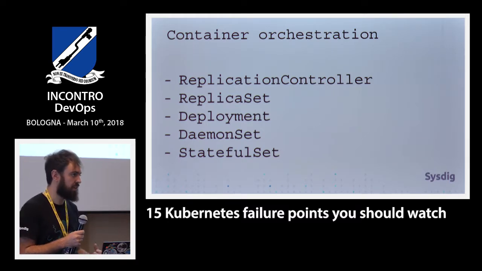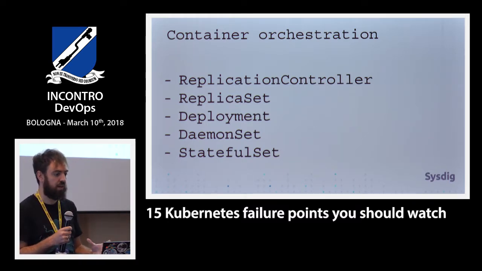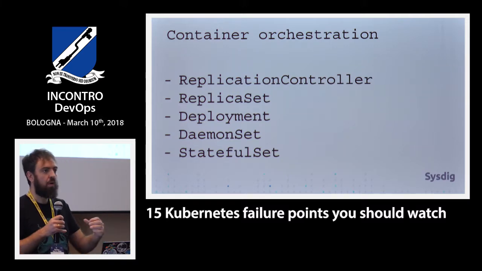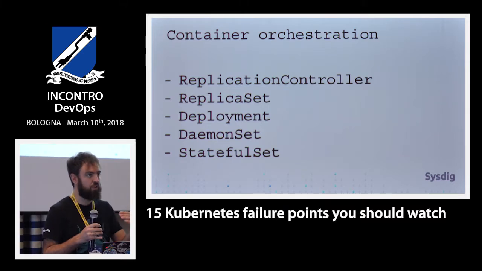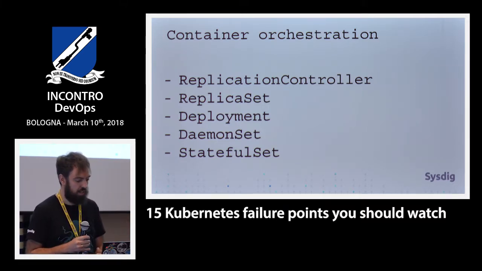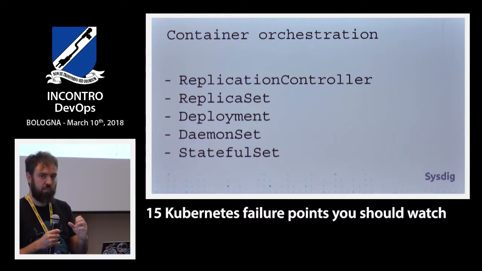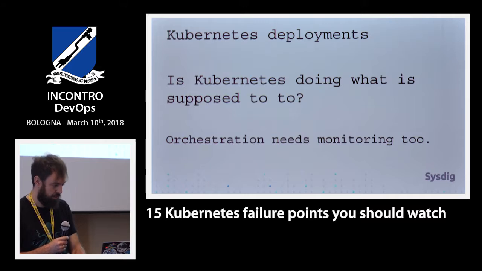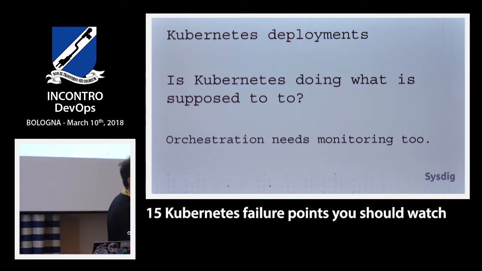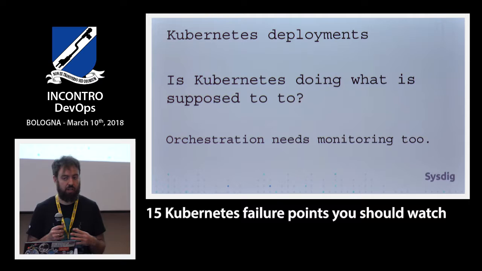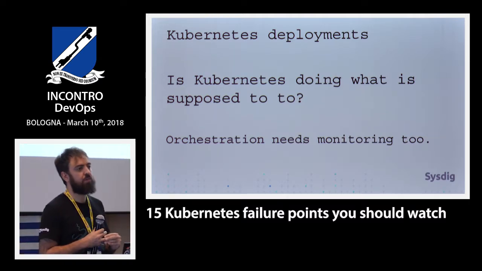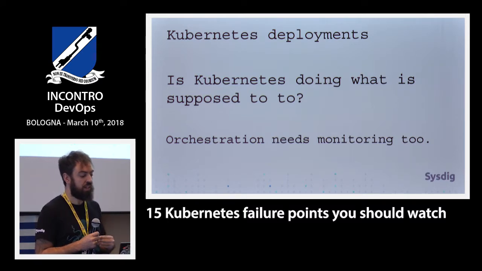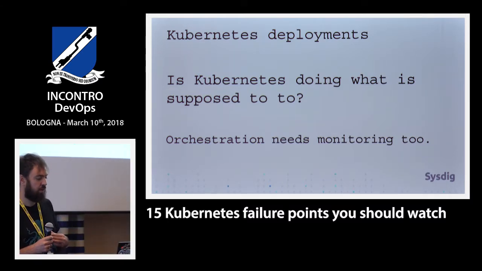So how many containers do I need for this specific service? How should I schedule them? How should it behave when I'm applying an update? So this is basically one of the most important pieces inside Kubernetes, how I am deploying my applications. I'm just going to discuss the deployment, which is probably the most typical resource. And here, the most important question we need to ask ourselves is: is Kubernetes doing what it's supposed to do?